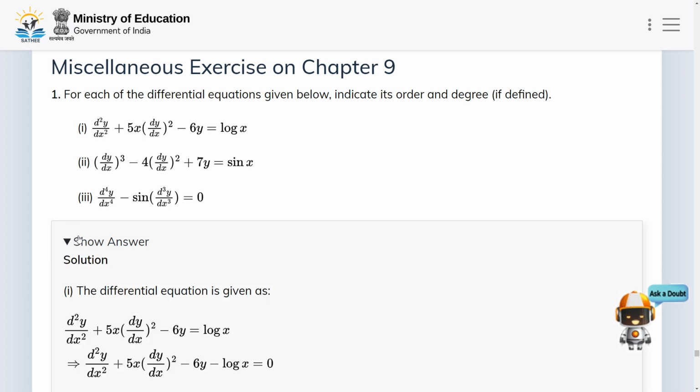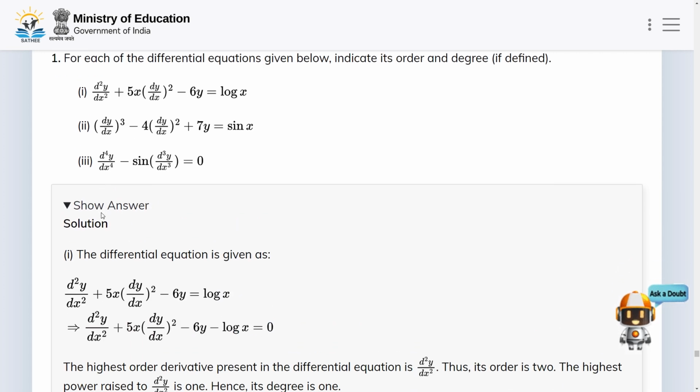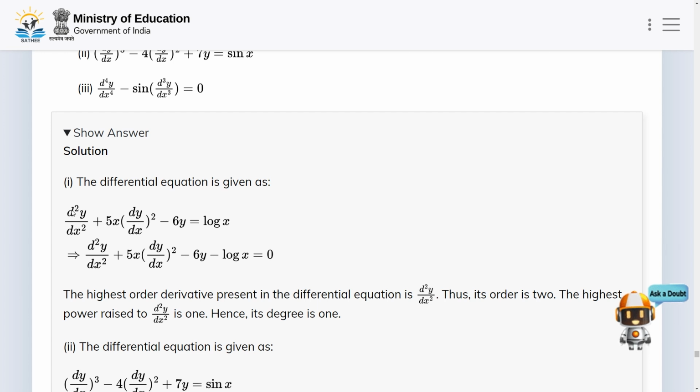So let's see the first. So first is d2y divided by dx square plus 5x (dy by dx) whole square minus 6y is equals to log x. So in order to get the information about order, you must know that it is the highest number of times we are doing the derivative. As you can see, 2 times. So this means order will be 2.